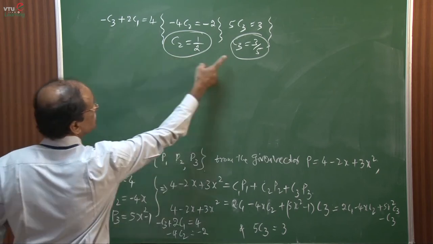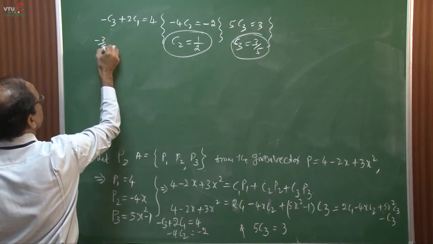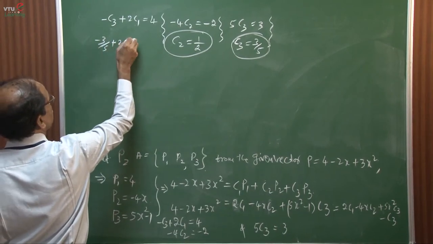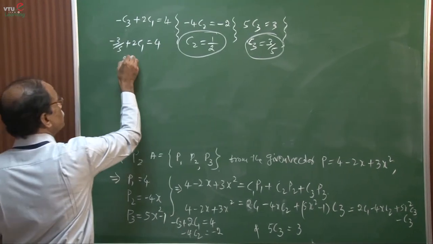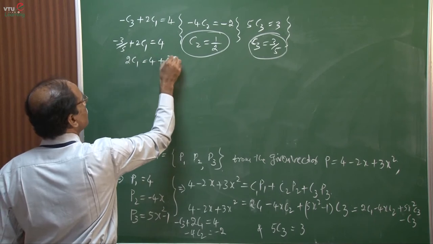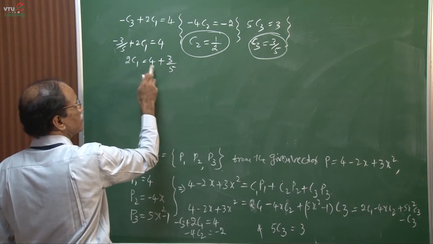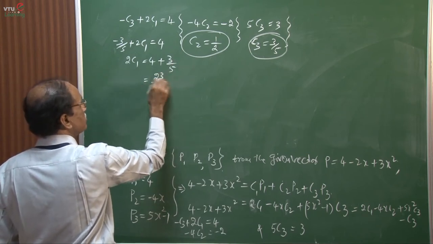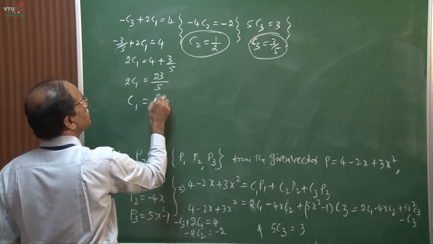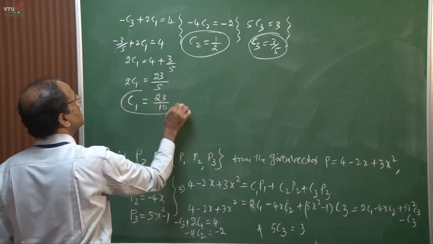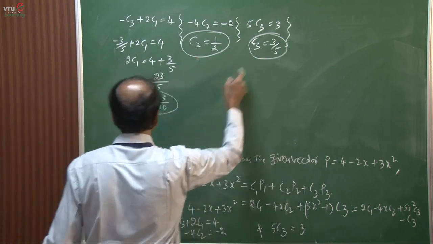Then c3 you can substitute as 3 by 5. Minus 3 by 5 plus 2c1 is equal to 4. Then 2c1 is equal to 4 plus 3 by 5, because minus 3 by 5 is taken to the other side. Then 5 fours are 20, 23. So 23 by 5 is 2c1, then c1 is equal to 23 by 10. This is the value. So this is number 1, this is number 2, and this is number 3.